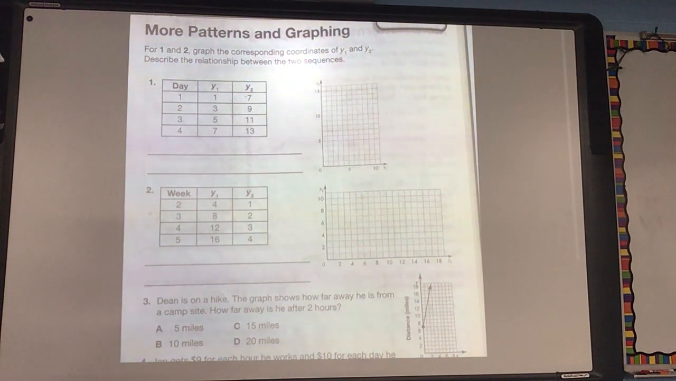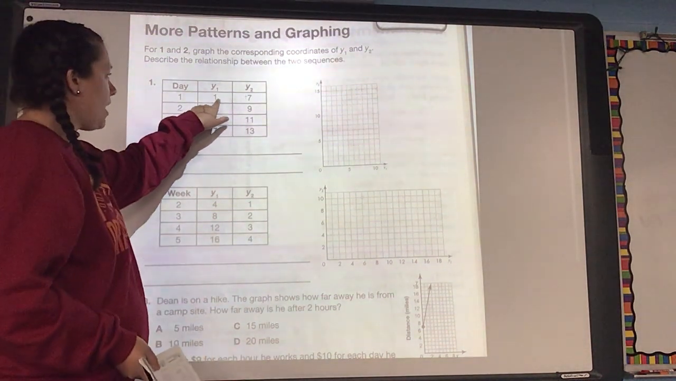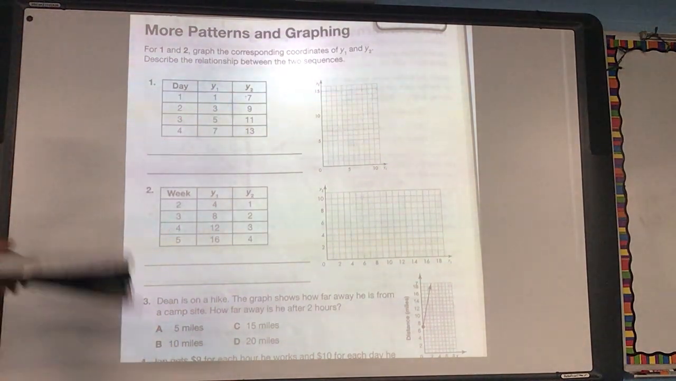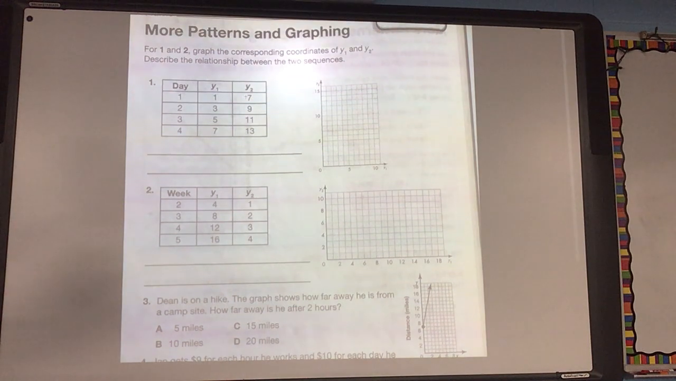Okay? Think about what is greater, increasing, less than. I can see that comparing y1 to y2, y2 is always how much more? It's always 6 greater. So y2 is always 6 greater than y1.